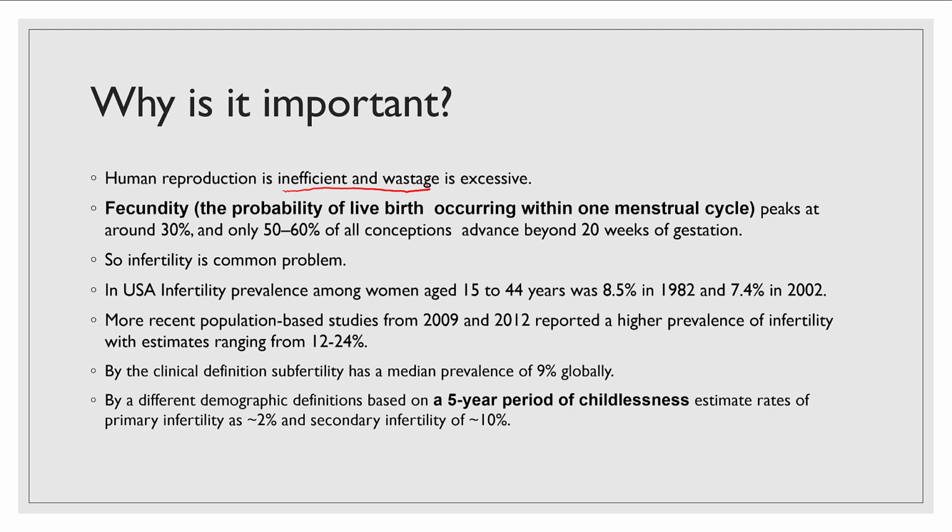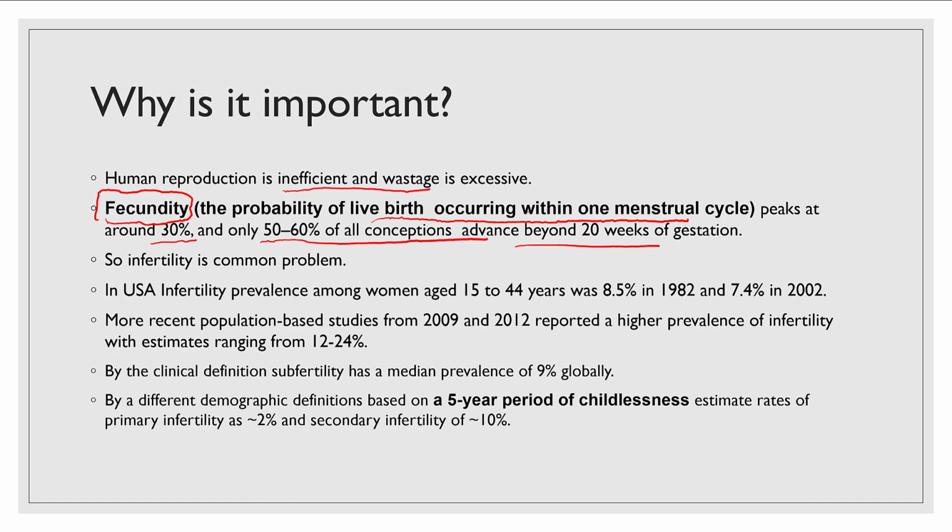The ability to give a live birth within one menstrual cycle, which is defined by the term fecundity, in humans is a maximum of about 25% to 30%. And even when they are pregnant, 50 to 60% of all conceptions will not go beyond 20 weeks.